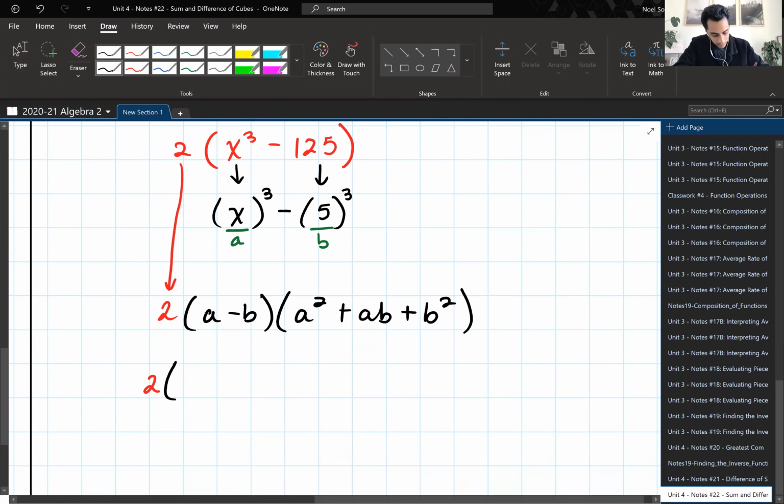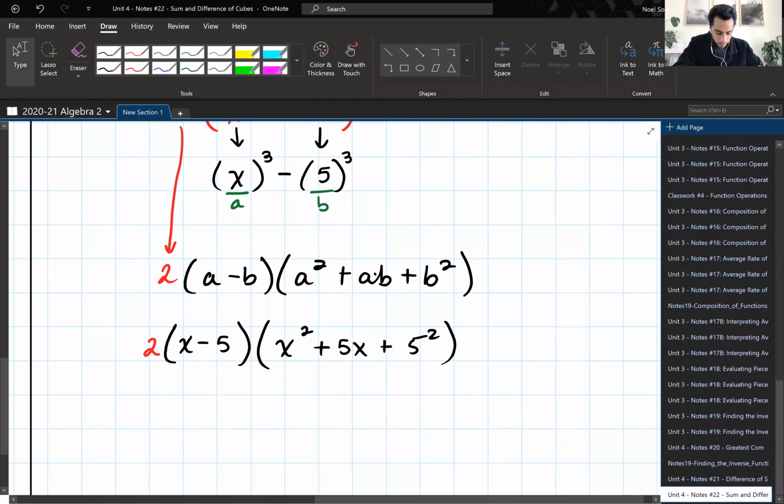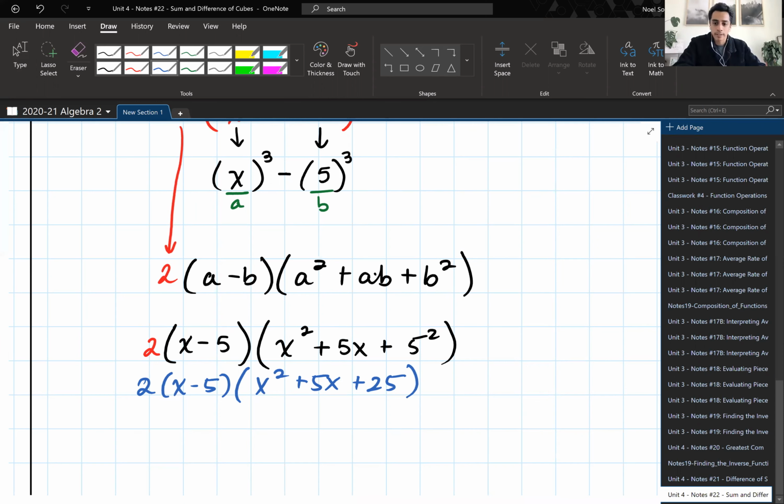2 times A will be X minus B will be 5. A squared, well, A is just X, so that's going to be X squared. Plus AB, right? A times B, that's going to be 5X, or 5 times X. And then plus, you get 5 squared. So one last time, clean it all up. 2 times X minus 5 times X squared plus 5X plus 25. Okay.